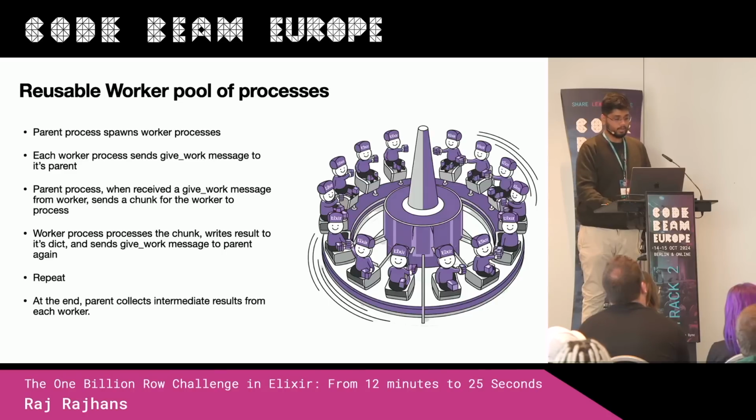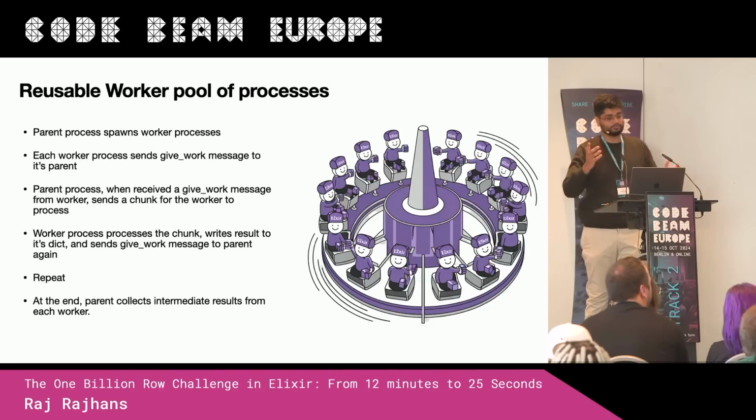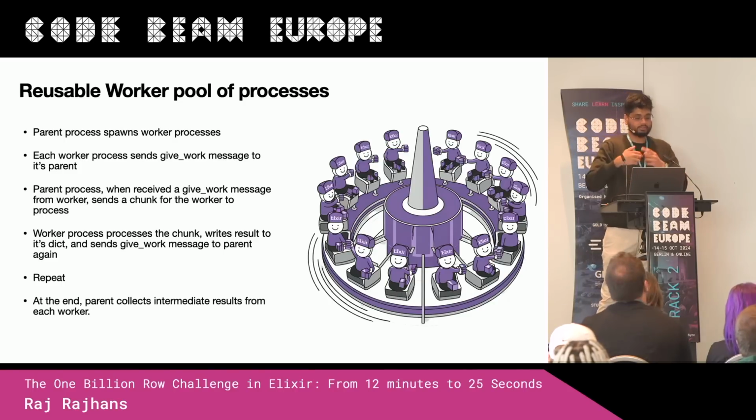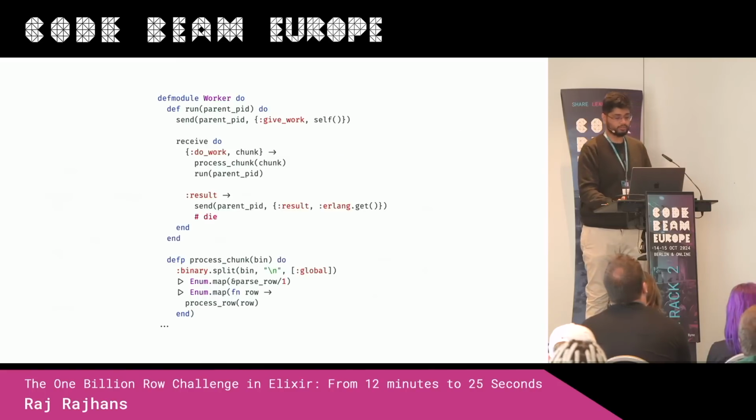Okay, so here's the concept. We'll have something of a parent process, which will spawn worker processes at the start. Then each worker will send a give work message to its parent. The parent shall give the work to the worker, and then the worker will process the chunk, write the result, and ask again, hey parent, give me more work. This will go on until there's no more work to be done. And at the end, again, we just collect it from each worker.